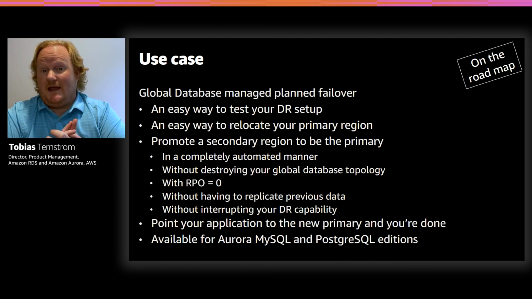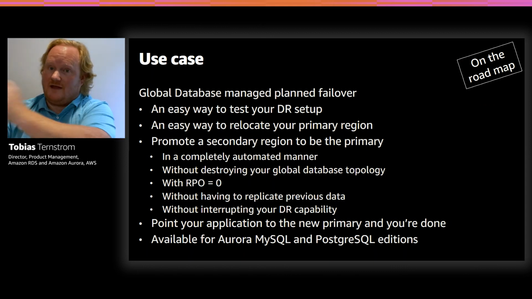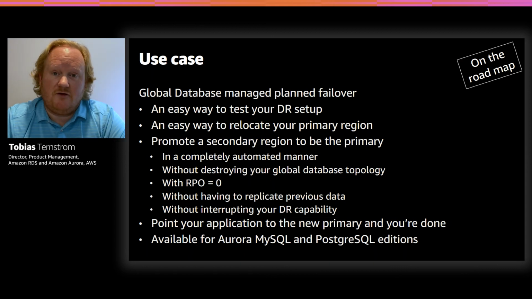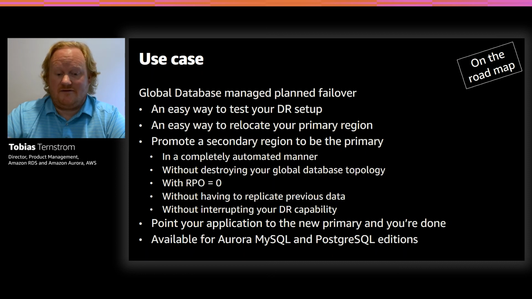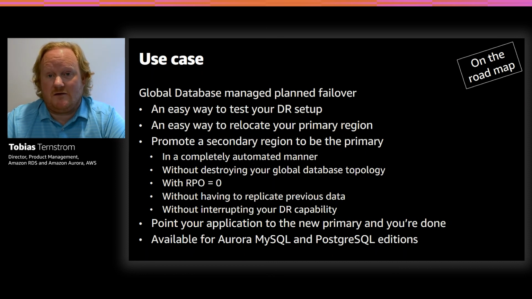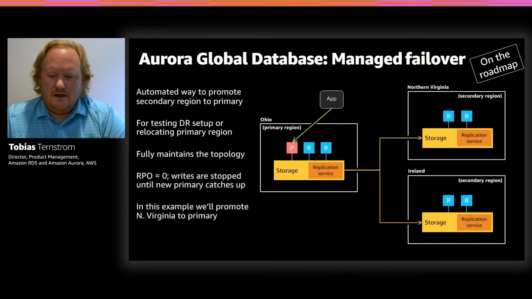It's basically you being able to say, now I want to move my primary from this region to that region. And Aurora takes care of all of the heavy lifting. And this will be available, as you can see on the slide, both for Aurora MySQL and Aurora PostgreSQL at the same time. So how does it work?